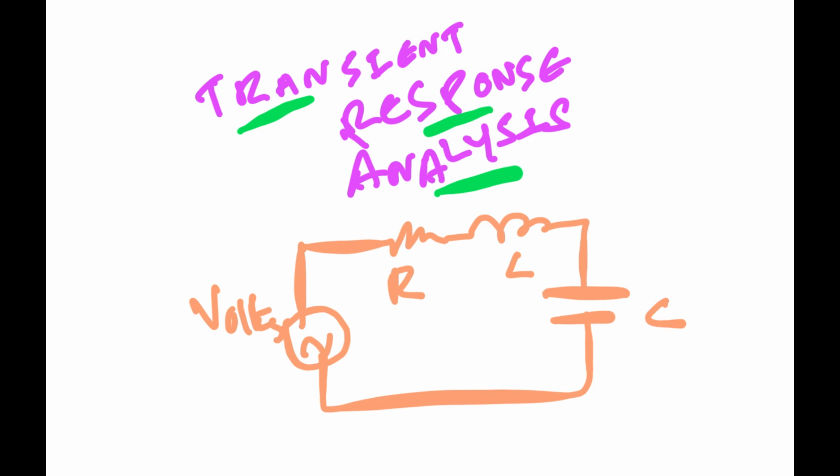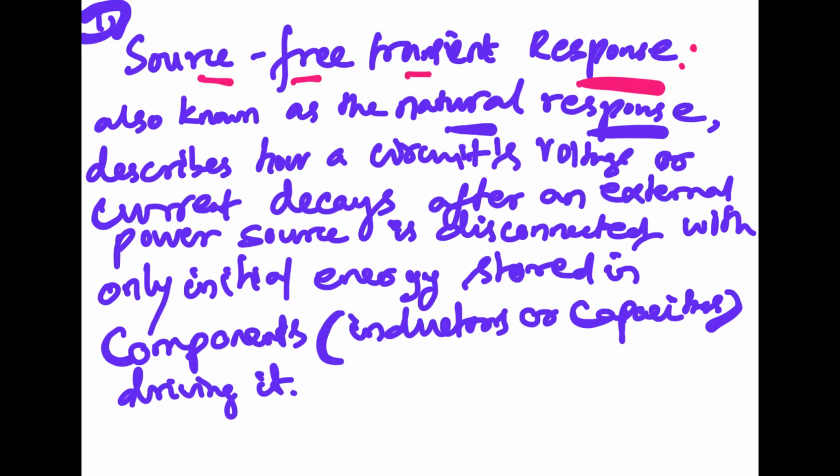Transient response analysis. In this class, we see about the statement of source free transient response and step input transient response. What is source free transient response? A source free transient response, also known as the natural response, describes how a circuit's voltage or current decays after an external power source is disconnected, with only initial energy storage components, inductors or capacitors, driving it.